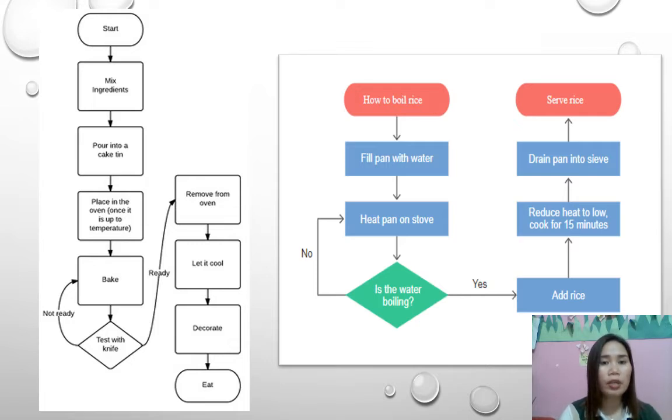So the first one is steps in baking cake. So as you can see, it uses arrows to indicate the next step. So start, then followed by the arrow, next step, okay, and next, the other example is how to boil rice. Okay, so those are the steps on how to boil rice. So it uses flowcharts to make you understand the process or steps.